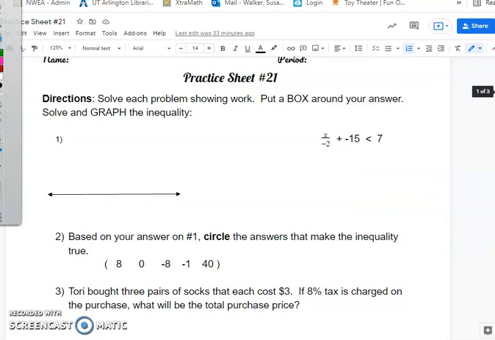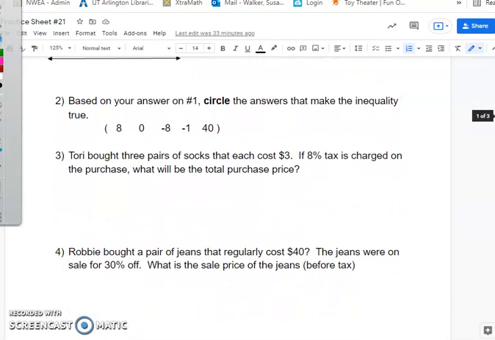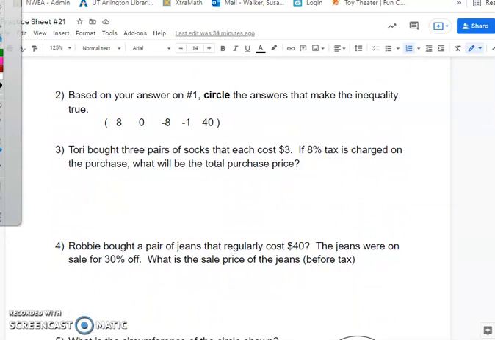Okay, number 3. Number 3 is similar to a problem that we've done before. Oh, no, that's not this one. It's a different one. This says, Tori bought 3 pairs of socks that each cost $3. If 8% tax is charged on the purchase, what will be the total purchase price? Remember, when we're doing STAR, we want to make sure that we're marking on our problems and reading carefully. Here's what I don't want to miss: 3 pairs, each one is $3, guys. Hopefully you know that means 3 plus 3 plus 3, or 3 times 3. So the subtotal is $9. I hope that word is familiar. Remember, subtotal is your total before tax.